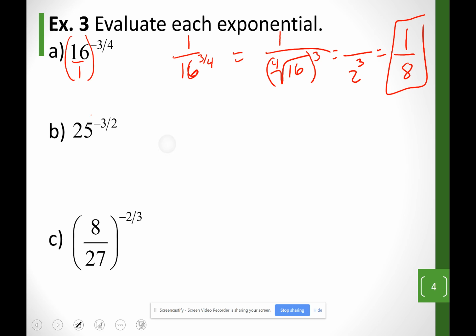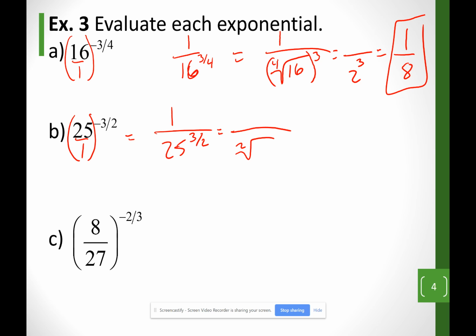Same thing with B. I'm looking at this as 25 over 1. Because of the negative sign on the exponent, I'm going to flip my fraction, 1 over 25, and I'm going to do 3 over 2. So looking at the bottom of my fraction, I have the square root of 25 to the third. And the square root of 25 is 5, and 5 to the third is 125. On the top, I have a 1.